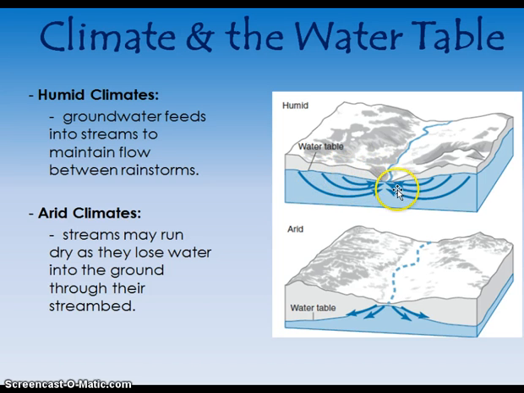A good way to tell how high your water table is, is the height of a stream or a creek in the area. That is the height of the water table. In an arid region, obviously more dry, the water table is going to be lower, and you have more of a chance for your streams to dry up because the water table is so low.